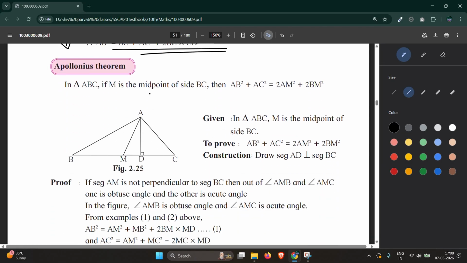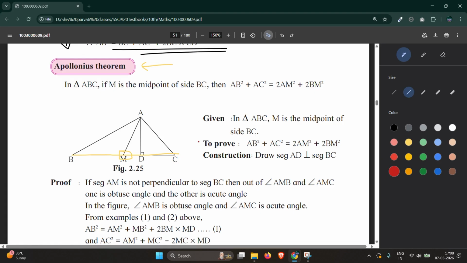Now coming to the last theorem of this chapter, the Apollonius theorem. What this theorem says is that if there is a triangle ABC, and M is the midpoint of BC, so M is the midpoint of this side, that means this side over here and this side over here, if we divide it over here, both of them are equal.